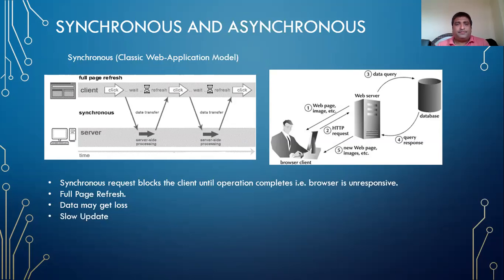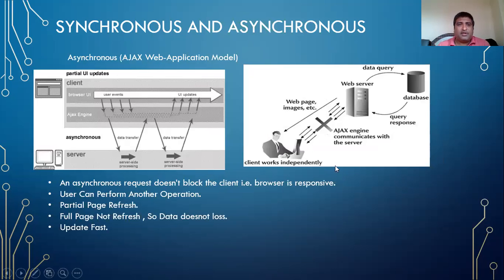In asynchronous, here is the case using the Ajax web application model. When the client sends a request to the web server, it does not go directly to the web server. It is handled by the Ajax engine, and that engine communicates with the server. So every time the request goes to the Ajax engine, it is forwarded to the server, and whatever reply is received by the server is forwarded to the browser or the client.